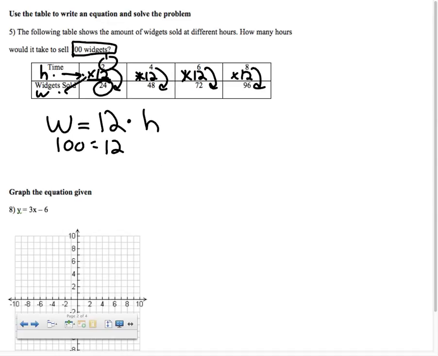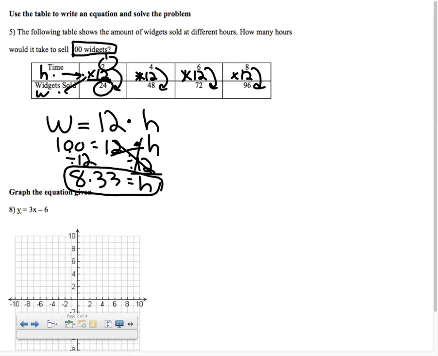So how can you find out how many hours it's going to take to get this 100 widgets? Well, h is the variable I'm looking for. Right now it's being multiplied to this 12. So in order to get rid of timesing by 12, I'm going to divide by 12. Because if I multiply by 12 and divide by 12, that's just going to cancel out. And over here, I have to do the same thing. I have to divide by 12 there. So I have to do 100 divided by 12, which gives me about 8.33 hours, or 3 repeating if you want to do the bar.